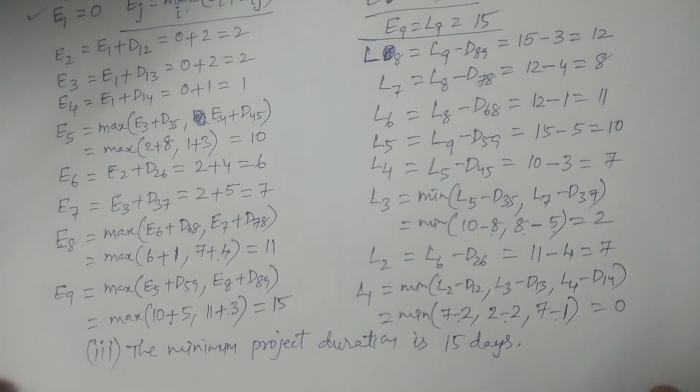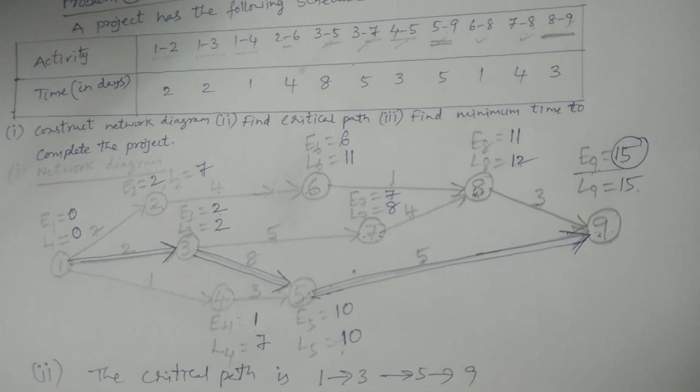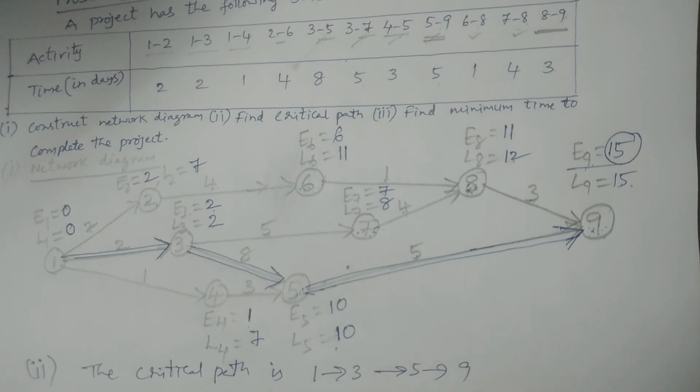Clear? So this is the forward pass and backward pass calculations and constructing the network diagram through the critical path method. By using the critical path method, these are the questions you have to answer. In this way, you have to construct the network diagram first, and then calculate forward pass and backward pass calculations. Of course, we can calculate directly in the network diagram, and then the critical path is considered for which E is equal to L, and the minimum project duration is also found out. Hope you understand.